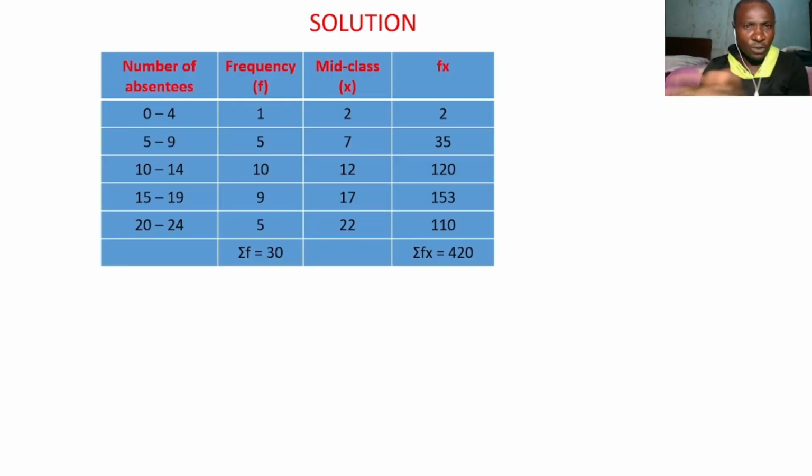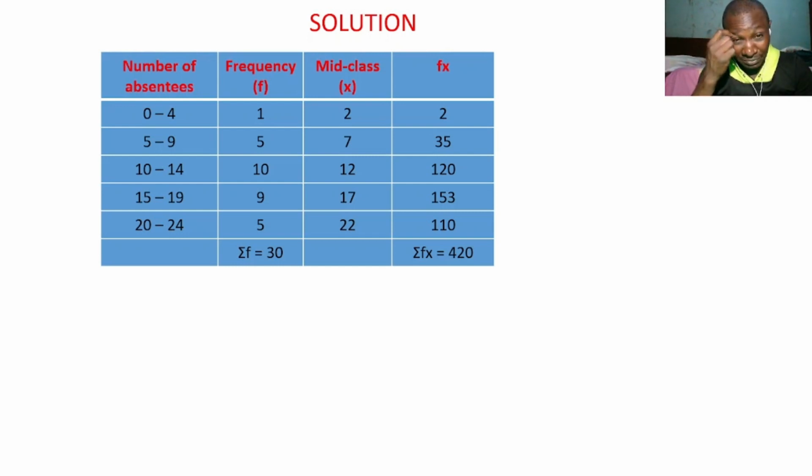In the solution aspect, before you solve, you will be required to construct a table, even though in the question it was not categorically stated, but it is usually helpful to construct a table whether you are asked or not. In the first column of the table, we have number of absentees, which also connotes, like I said before, class intervals. Because in some other questions, they will use class intervals to connote this number of absentees. And we have 0 to 4, like we had in the previous table. We also have the frequency, which is f.